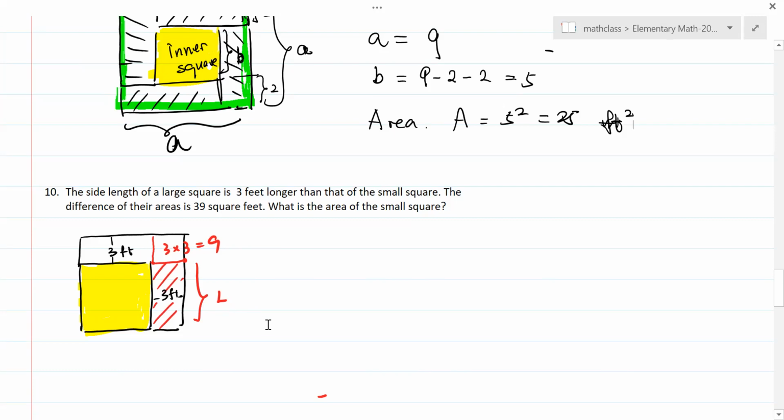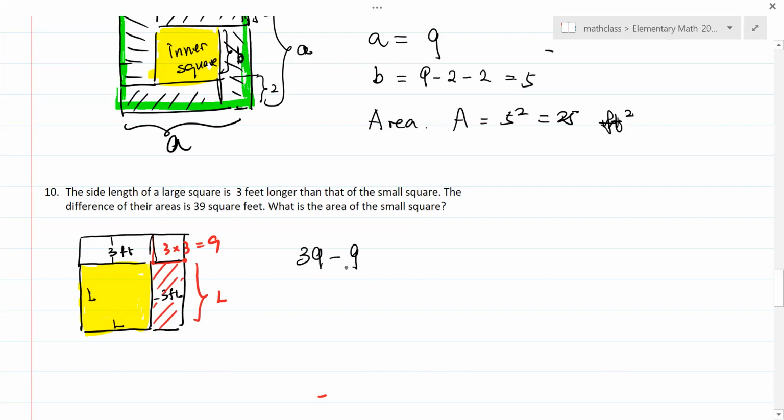So does anyone have answers? Not yet. Okay, so look at the picture. The square in the corner is 3 by 3, it's 9. So all I need to do is find the edge length of the smaller square.